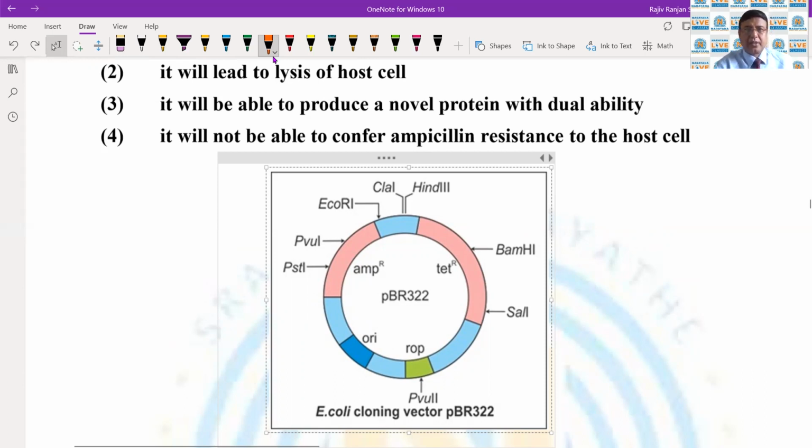So what will be the consequence? Let's read the question once again. Plasmid pBR322 has a PstI restriction site within the ampicillin resistance gene that confers ampicillin resistance. That is correct. So the ampicillin resistance gene here gives resistance to ampicillin. Now, if this enzyme is used for inserting a gene for beta-galactosidase production, and the recombinant plasmid is inserted in an E. coli strain, it will not confer ampicillin resistance to the host cell. So here the correct option is 4.